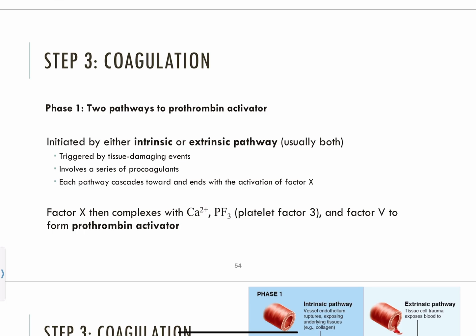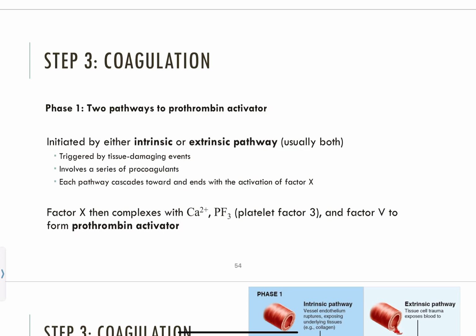Okay, so phase 1 is basically trying to make sure that we produce the prothrombin activator. We have 2 different pathways in which we can produce the prothrombin activator. In most cases, both pathways are occurring. There's just a difference in the pathways themselves. We can have either the intrinsic pathway or the extrinsic pathway. Intrinsic means coming from within, so the clotting factors that we need to activate this pathway are found within the blood itself.